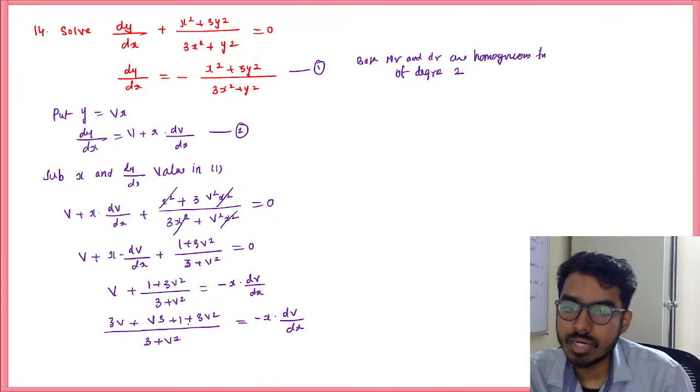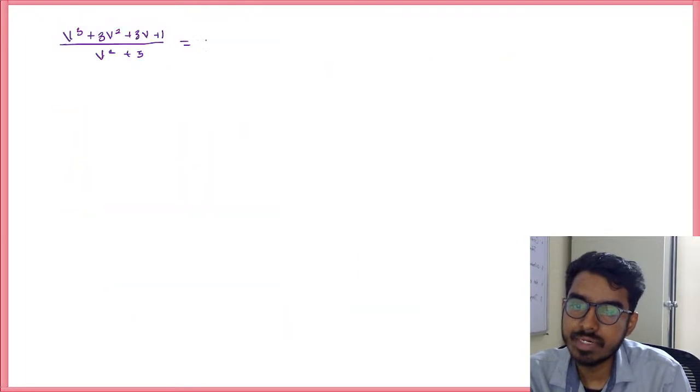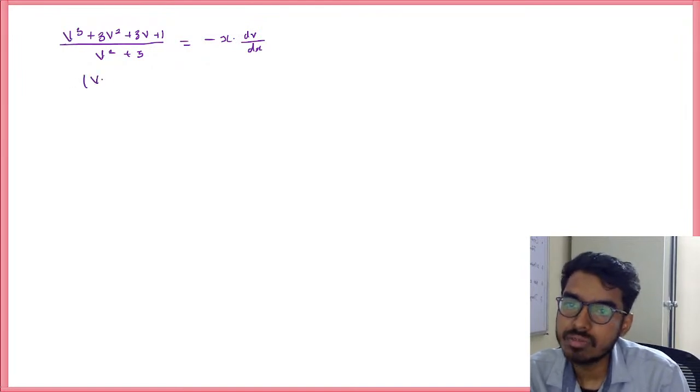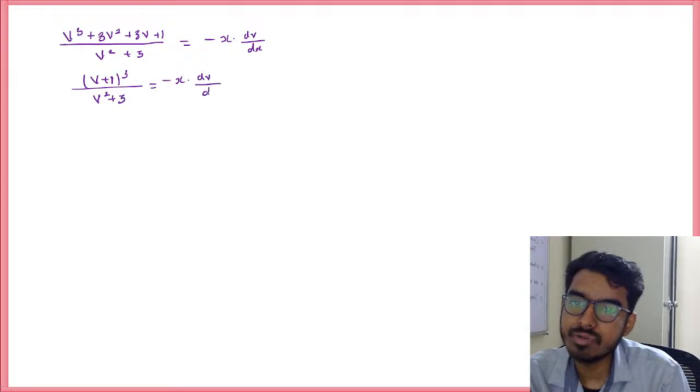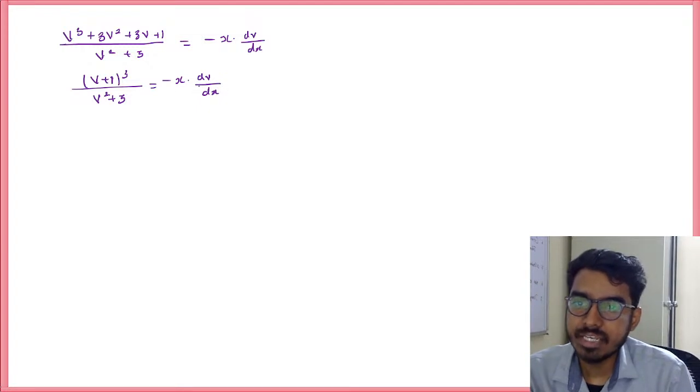So what about this term? 1 plus 3v, v cube plus 3v square plus 3v plus 1 divided by v square plus 3 is equal to minus x into dv by dx. What about this term? This is nothing but v plus 1 whole cube, right? A plus b whole cube formula. Write this as v plus 1 whole cube divided by v square plus 3 is equal to minus x into dv by dx. So we'll separate v's and dv's to one side, x and dx to the other side.